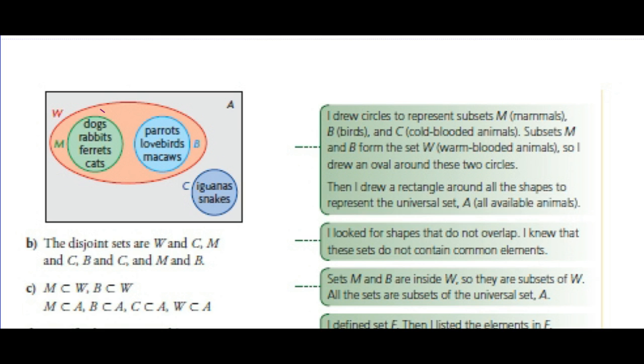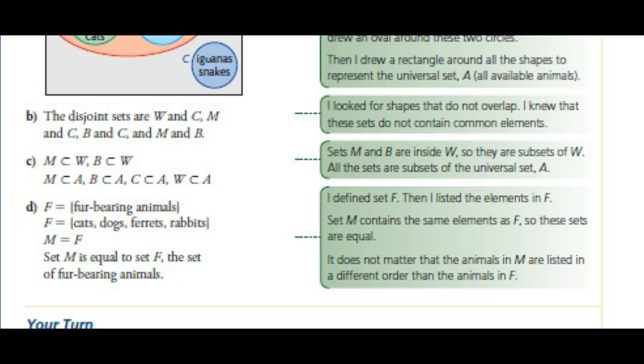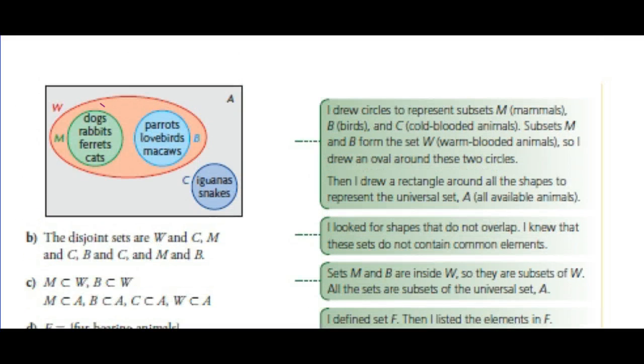So I drew circles to represent them. M and B had to be inside of W. M and B had to be disjoint sets because they share no common elements, right? There are no birds which are also mammals. There might be mammals that can fly somewhat, but the disjoint sets are just ones that have no joint. So W and C are disjoint, M and B are disjoint.